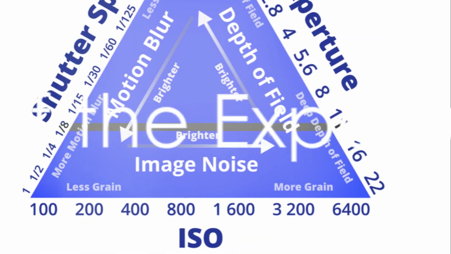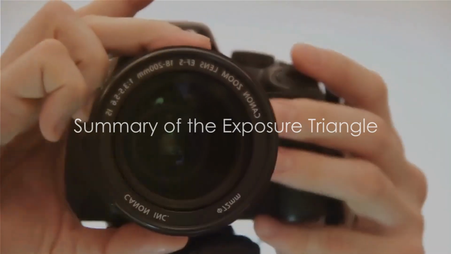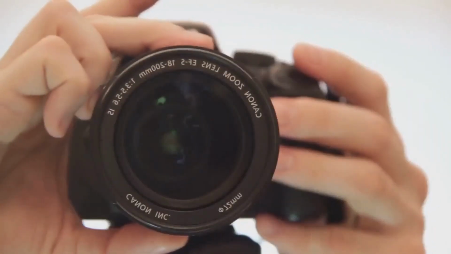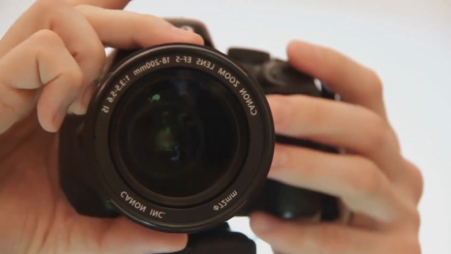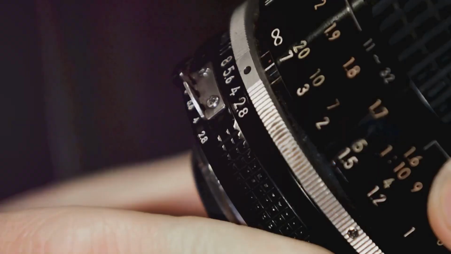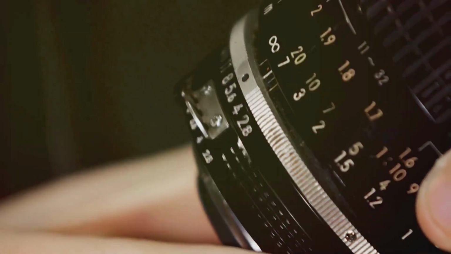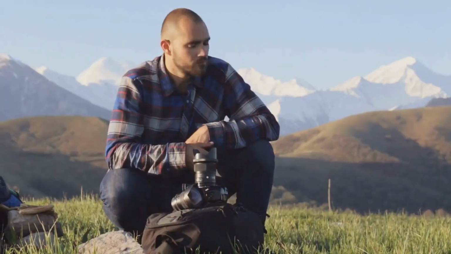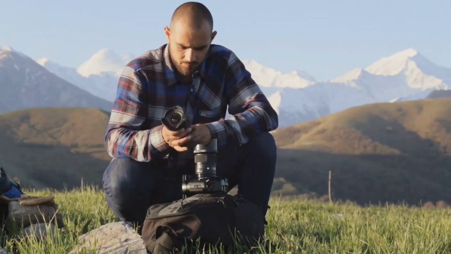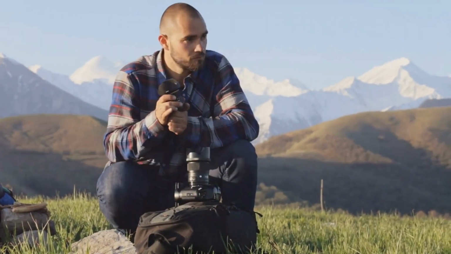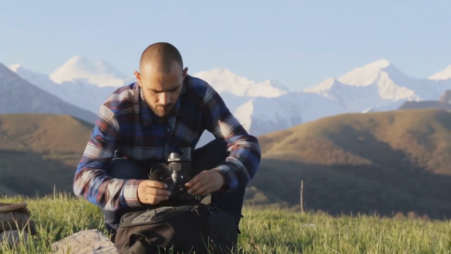In summary, the exposure triangle is a fundamental concept in photography that combines aperture, shutter speed, and ISO. Each element influences the amount of light that reaches the sensor and affects the appearance of the final image. Aperture controls the depth of field, shutter speed manages motion, and ISO adjusts light sensitivity. Mastering the exposure triangle allows photographers to manipulate these elements to create the perfect shot.